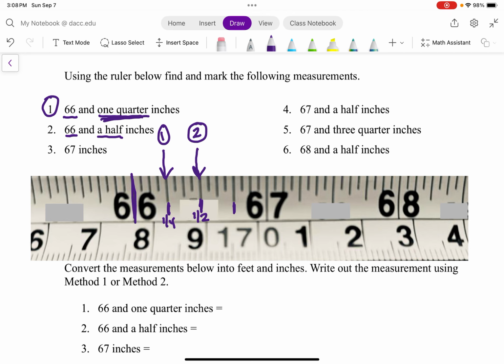Okay, number 3 is asking us 67 inches. Well, the 67-inch mark is right here, 67. So that'll be number 3.